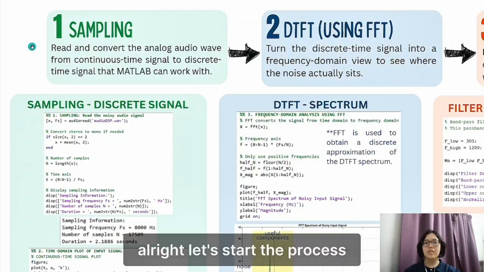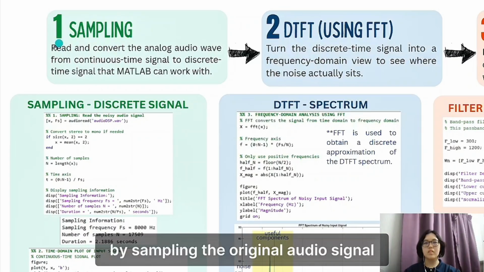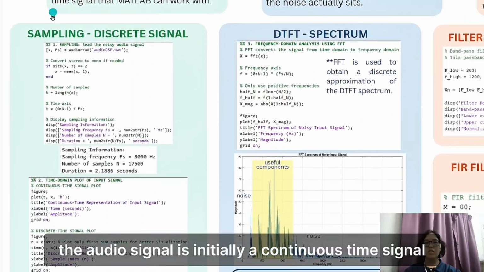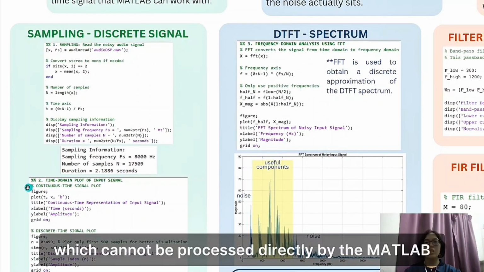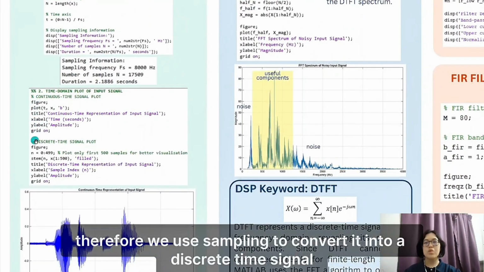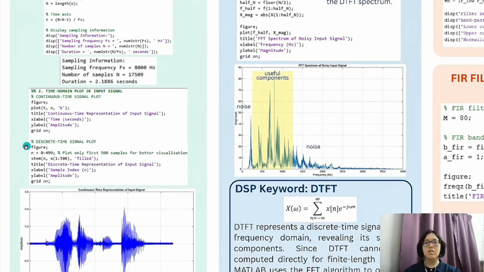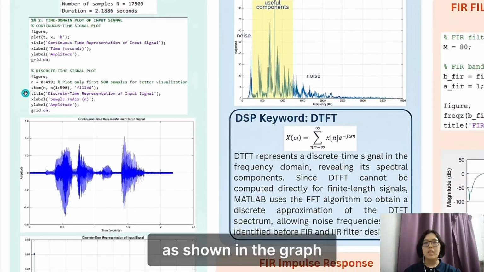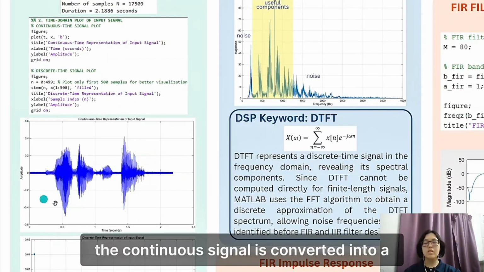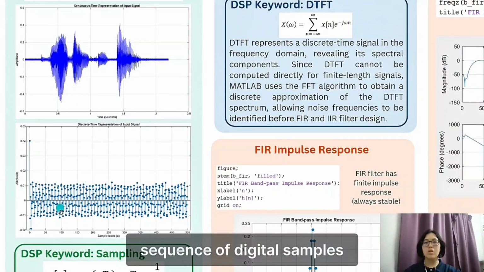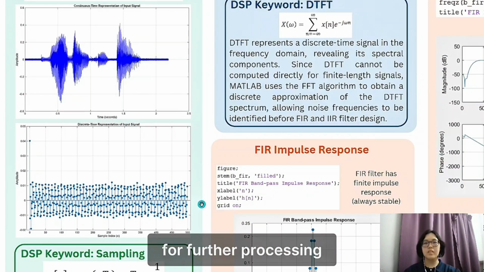Alright, let's start the process by sampling the original audio signal. The audio signal is initially a continuous time signal, which cannot be processed directly by MATLAB. Therefore, we use sampling to convert it into a discrete time signal, represented as x[n]. As shown in the graph, the continuous signal is converted into a sequence of digital samples for further processing.